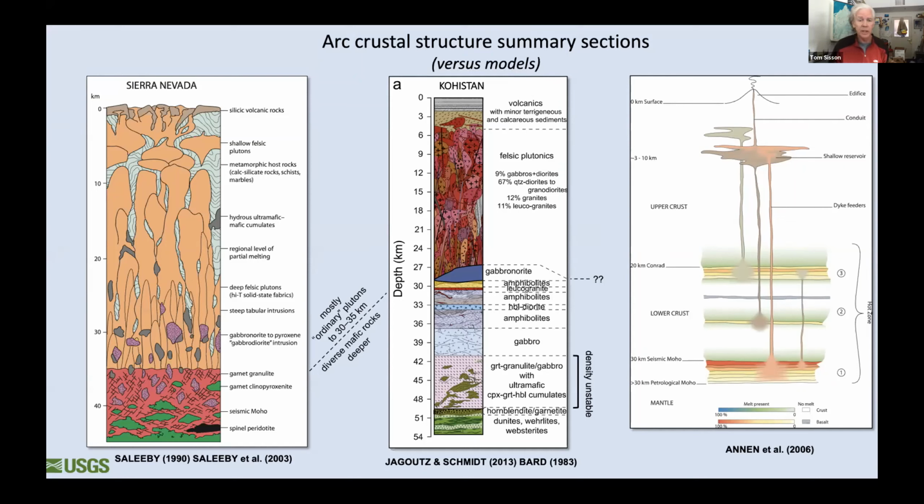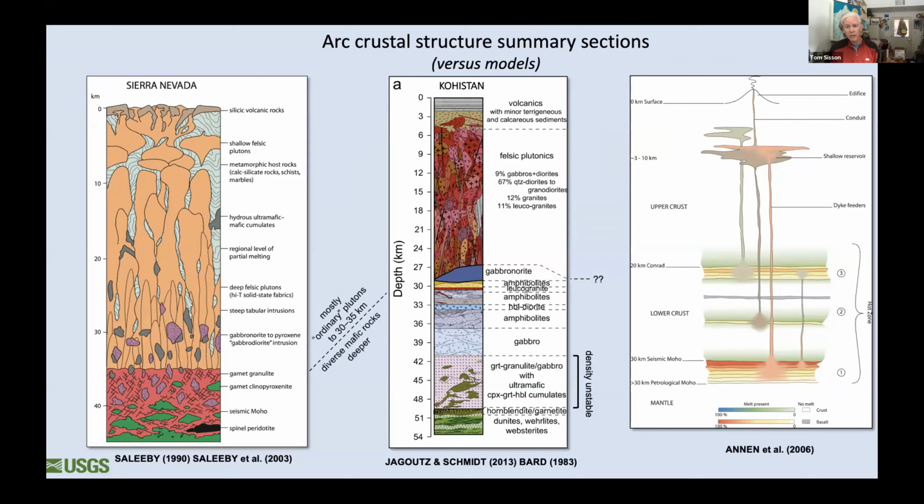And then deeper than the plutons, I've lost my cursor. There it is, it's back. So deeper than the ordinary plutons, in both arcs you get into a diversity of different kinds of mafic rocks. In Kohistan, the deeper members of those are calculated as being density unstable, and if they had been given the opportunity, they would have fallen off into the mantle.